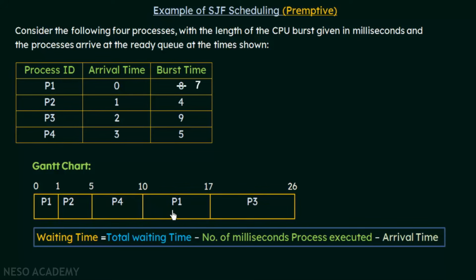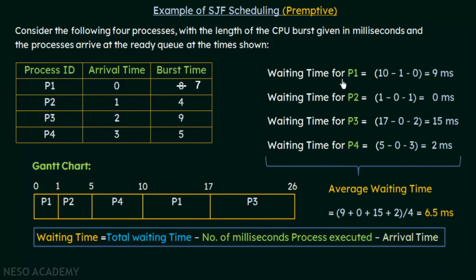So the waiting time of P1 cannot be just said as 10 milliseconds because it has already executed some units of time over here. So 10 cannot be considered as its real waiting time. We have to subtract the number of milliseconds it has executed previously. And then we have to also subtract from it the arrival time, because not all processes arrive at the same time. So from these two values, we have to again subtract the time at which the process had arrived in the ready queue. So that is how we will find the waiting time for processes in case of a preemptive SJF scheduling algorithm. Alright, so applying this formula, let us try to calculate the waiting times for these four processes and also the average waiting time.